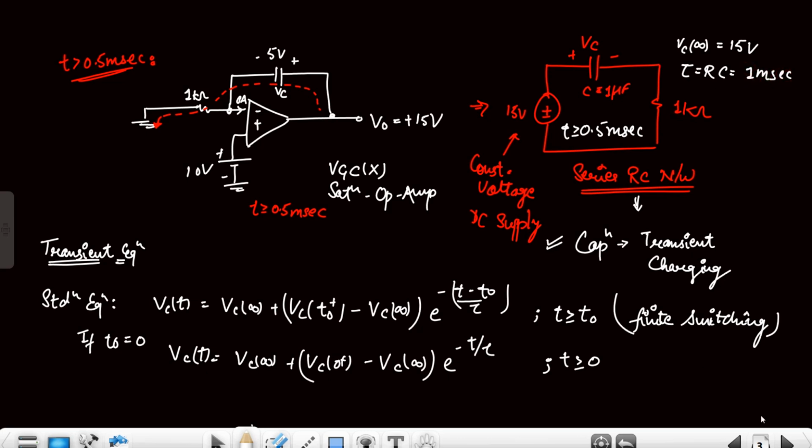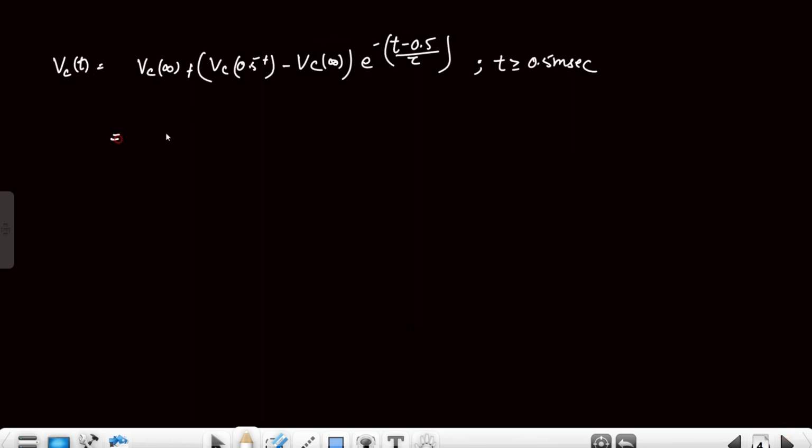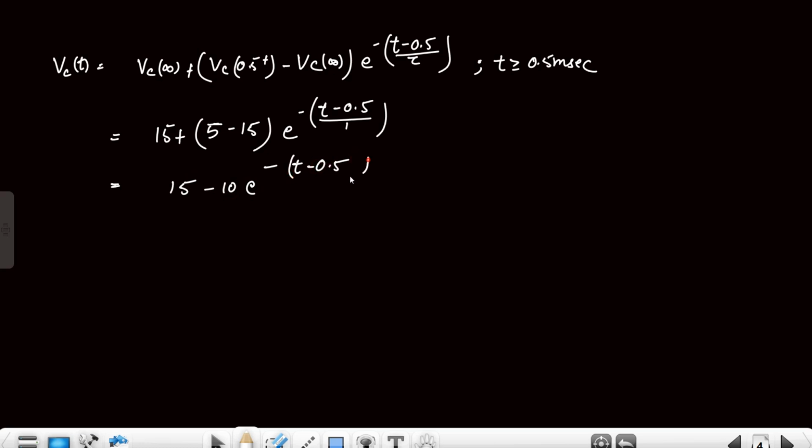So this is the value. And at 0.5 millisecond, basically it had reached 5 volt. So this is nothing but VC(0.5+), because the capacitor holds the voltage, so the same voltage will be there. So VC infinite is 15 volt, plus VC(0.5+) is 5 volt minus 15, and exponential raised to power minus (t minus 0.5) divided by the time constant, which is 1. So it will be 15 minus 10 e raised to power minus (t minus 0.5) divided by 1. Now this is the equation we have got.